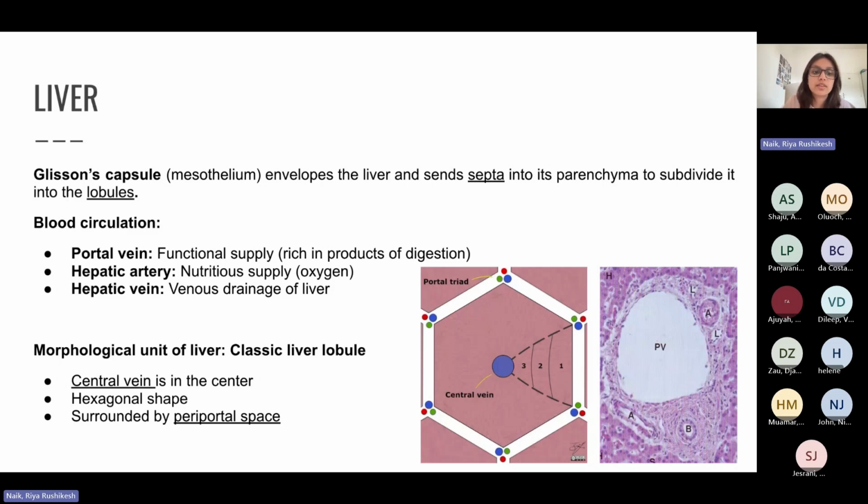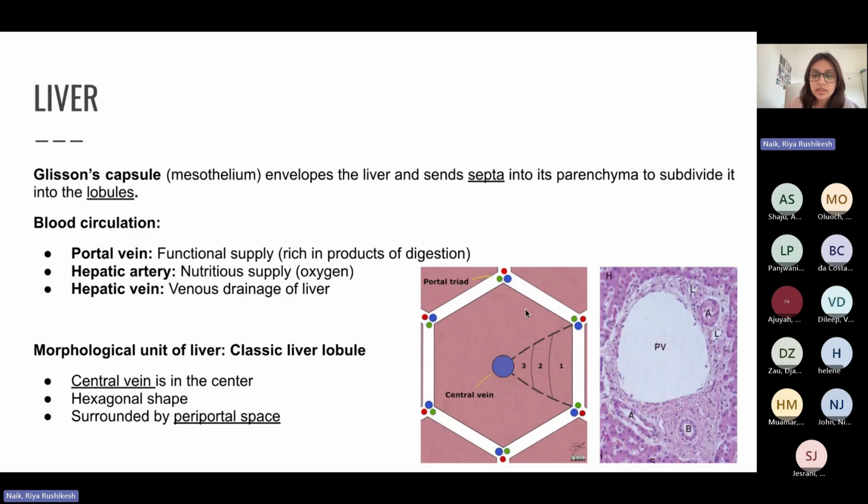There are 3 important vessels which help in the blood circulation in the liver. That's the portal vein, hepatic artery, and the hepatic vein. The portal vein brings in all the products of digestion, so it brings it from the intestines to the liver. And the hepatic artery mostly supplies the liver with oxygen, and the hepatic vein just deals with the venous drainage of the liver.